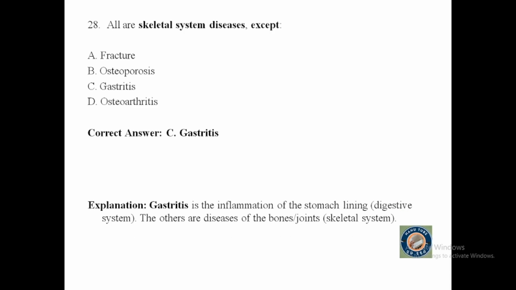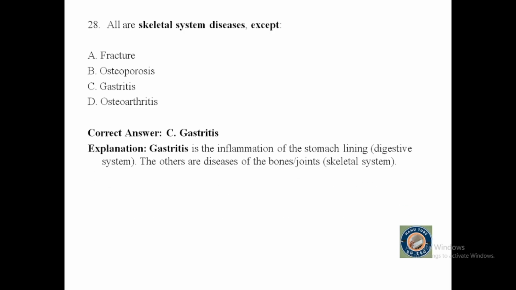Question number 28. All are skeletal system diseases except A. Fracture, B. Osteoporosis, C. Gastritis, D. Osteoarthritis. The answer is gastritis. Gastritis is the inflammation of the stomach lining, or digestive system. The others are diseases of the bones or joints, which is the skeletal system.